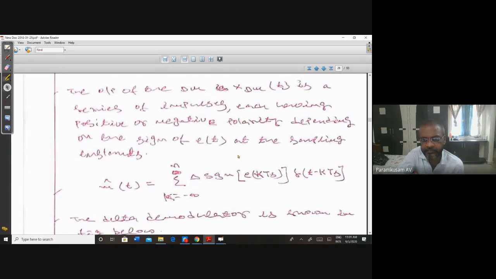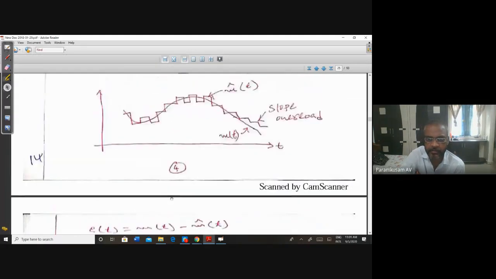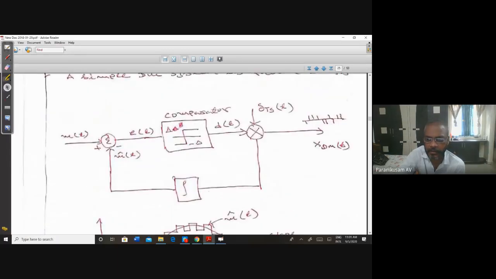Here, this is the XDM of t, no? That is the delta modulator output. This delta modulator output is transmitted to the receiver. At the receiver, you will be getting positive or negative impulses.